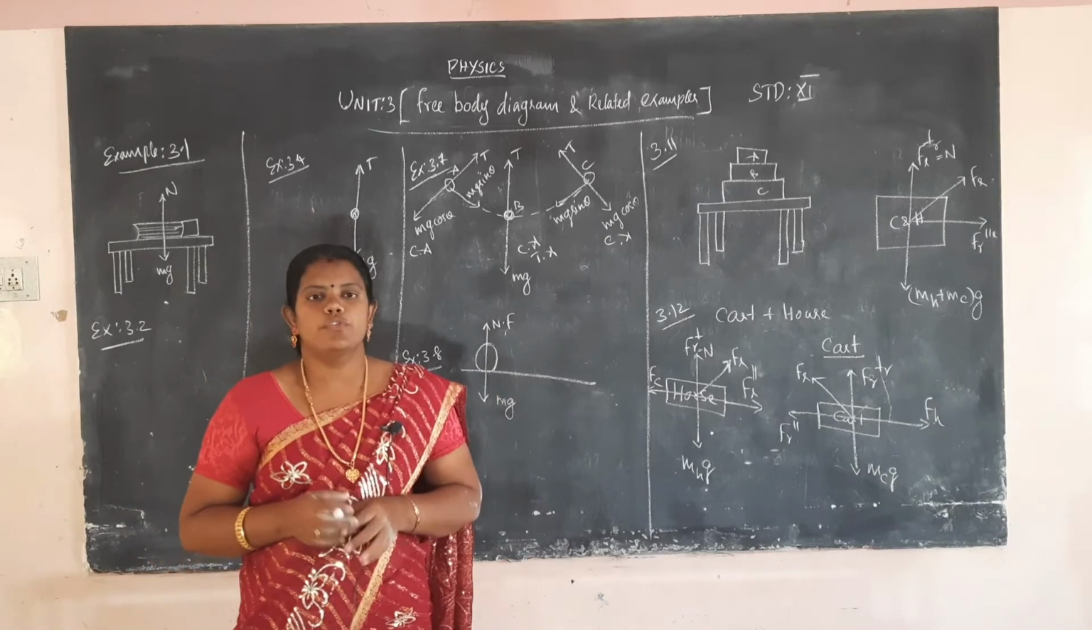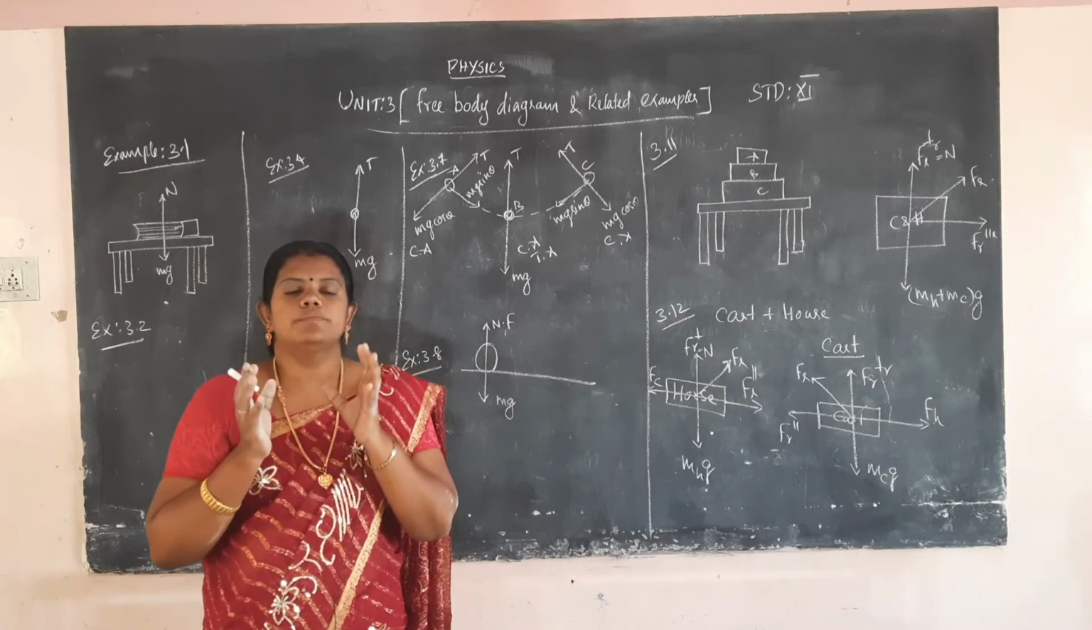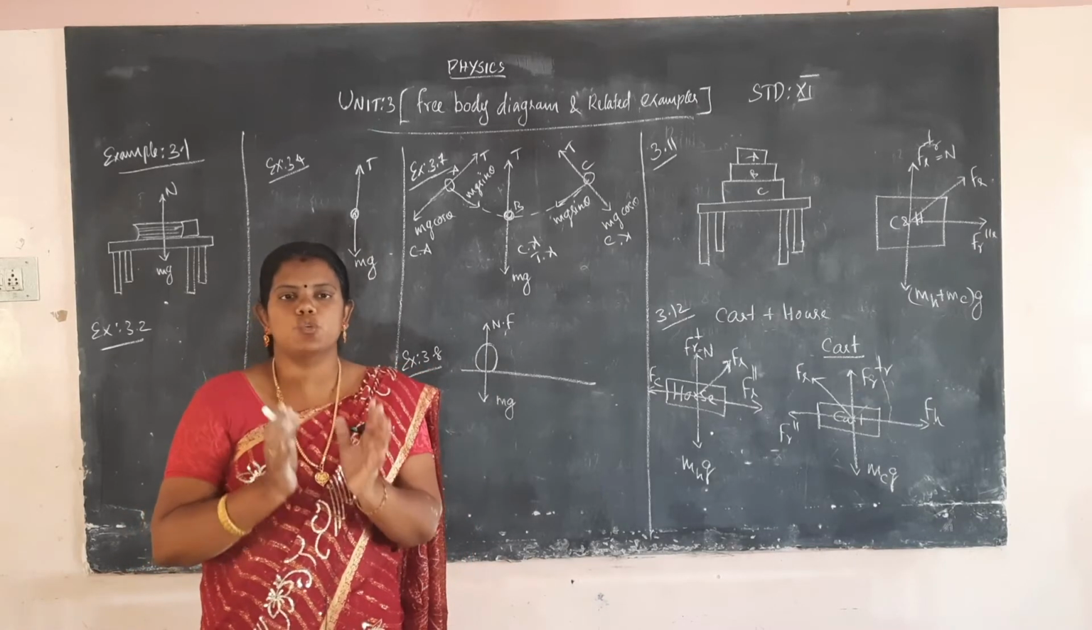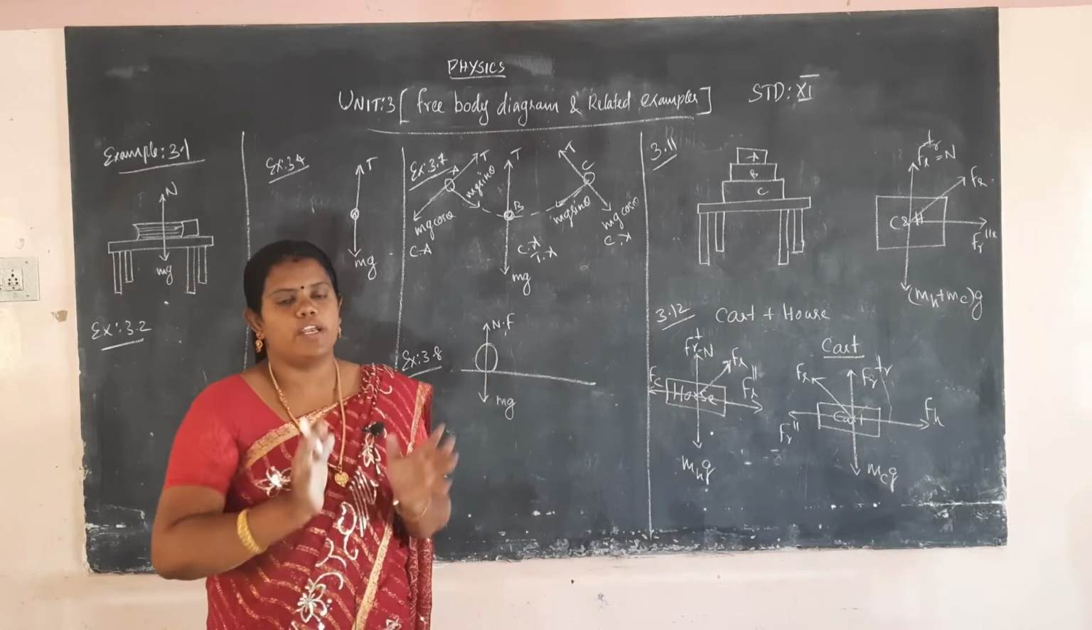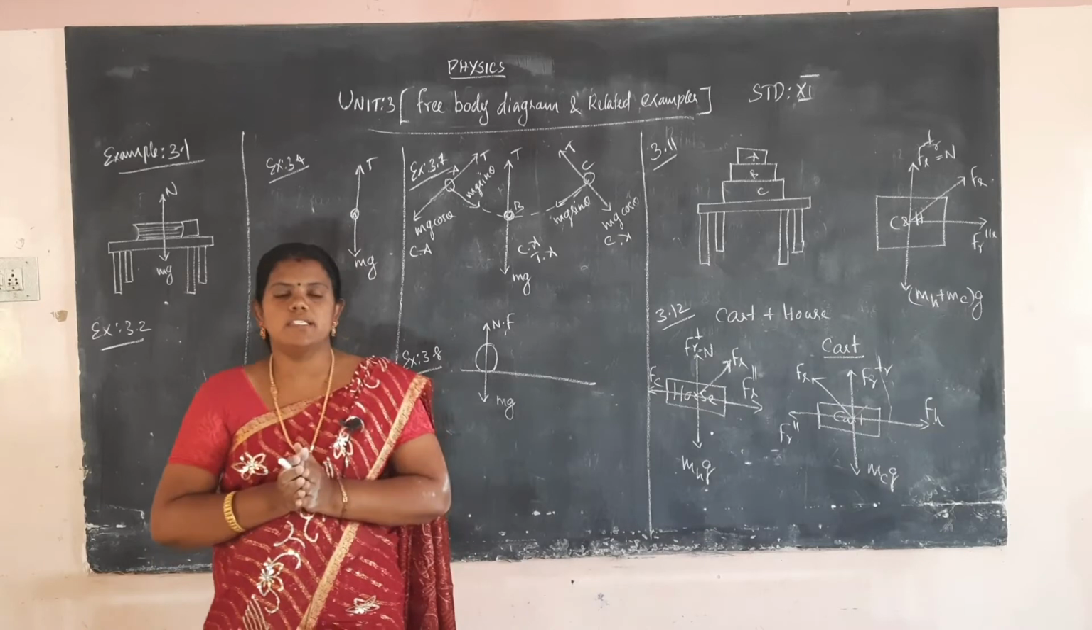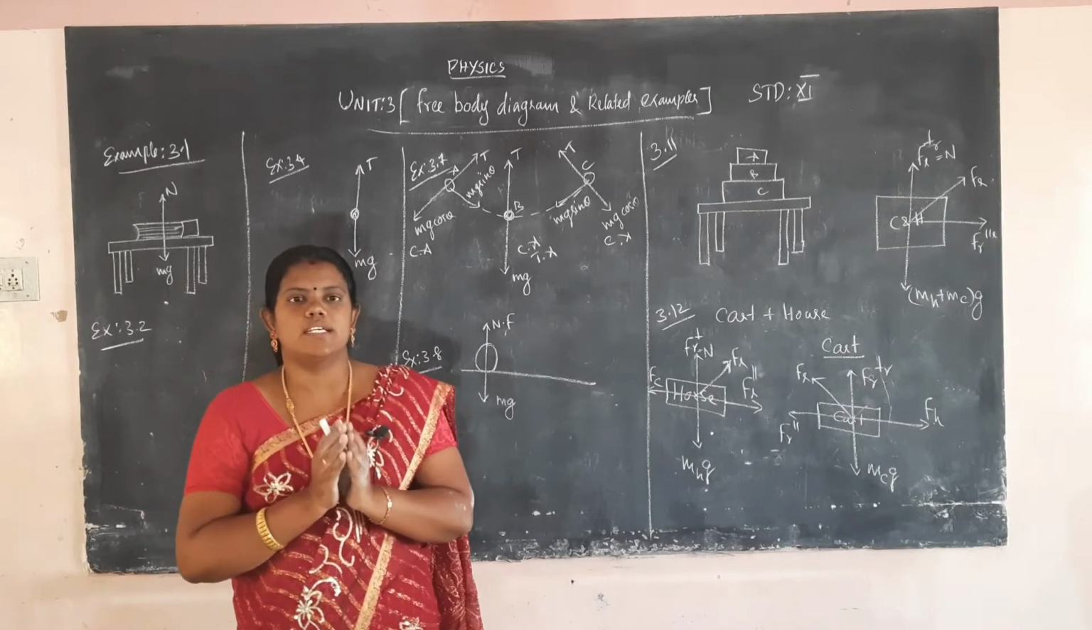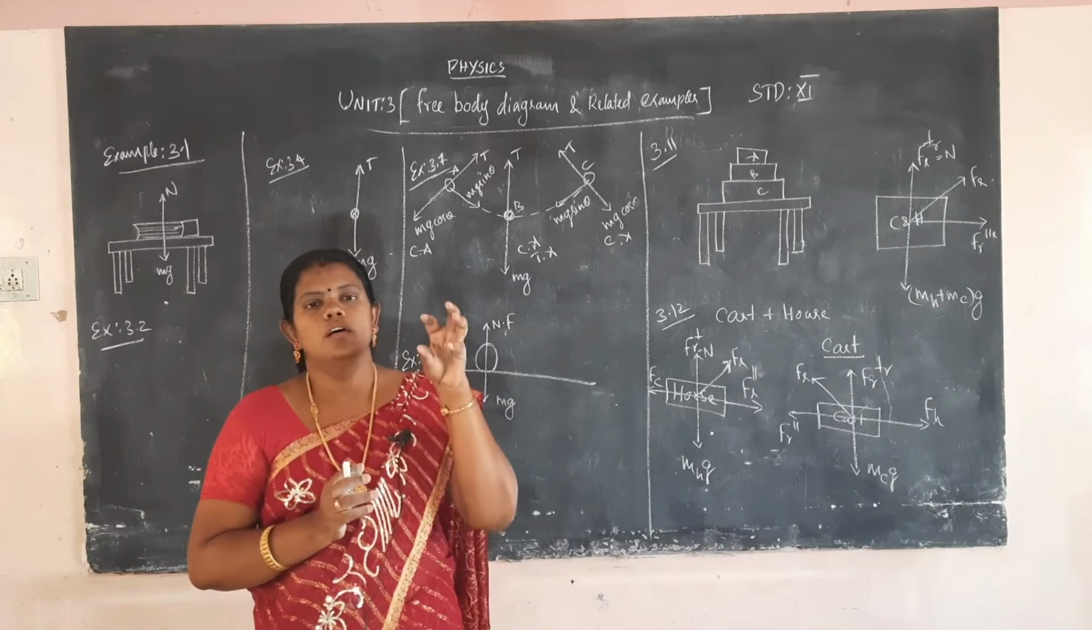First, what are the steps involved in free body diagrams? How do you draw the free body diagram? Free body diagram means you have to choose the object as a dot, or one point mass.